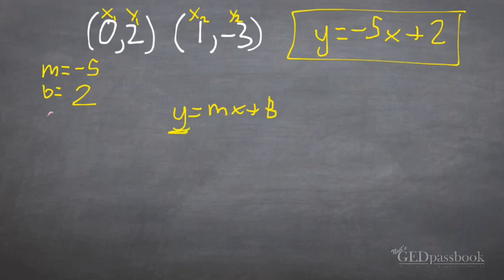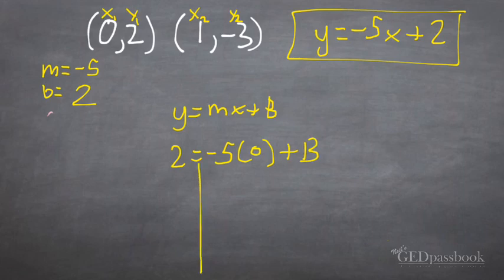My y, if I'm using this ordered pair right there, what's my y? 2. 2 equals, what was my m? What's my x? Plus b. So now we use math. Split the worlds. Nothing to do here. Something to do here. What's negative 5 times 0? Yes. 2 equals 0 plus b. My friends, if you didn't spot it now, you already found what b is.